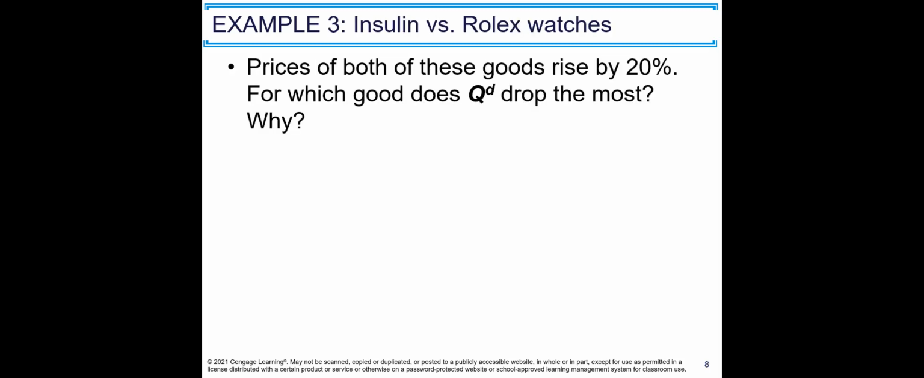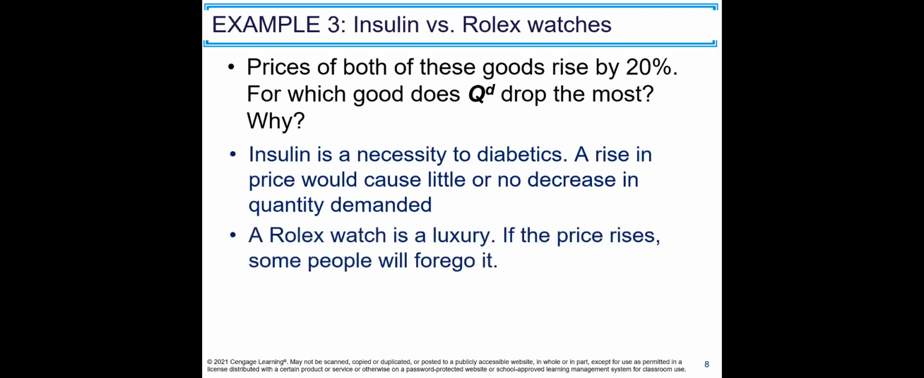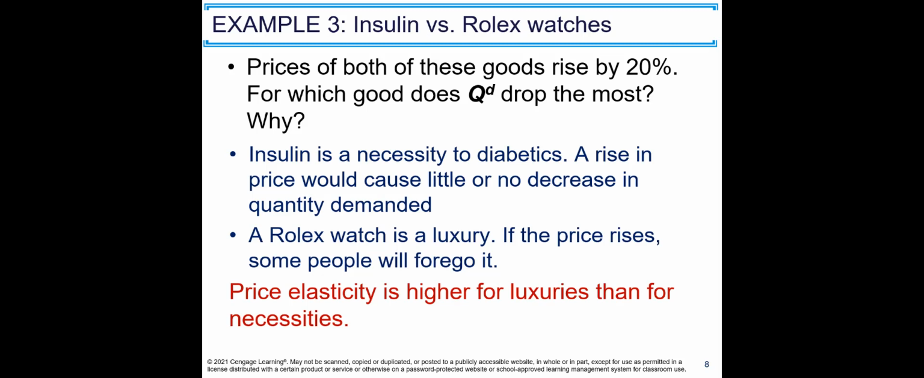Let's see this example. Insulin versus Rolex watches. Prices of both of these goods rise by 20%. For which good does quantity demanded drop the most and why? Insulin is a necessity to diabetics. A rise in price would cause little or no decrease in the quantity demanded because you need that pill for your illness. But a Rolex watch is a luxury. If the price rises, some people will forego it, right? Even the rich people might say, I don't need it. So price elasticity is higher for luxuries than for necessities.